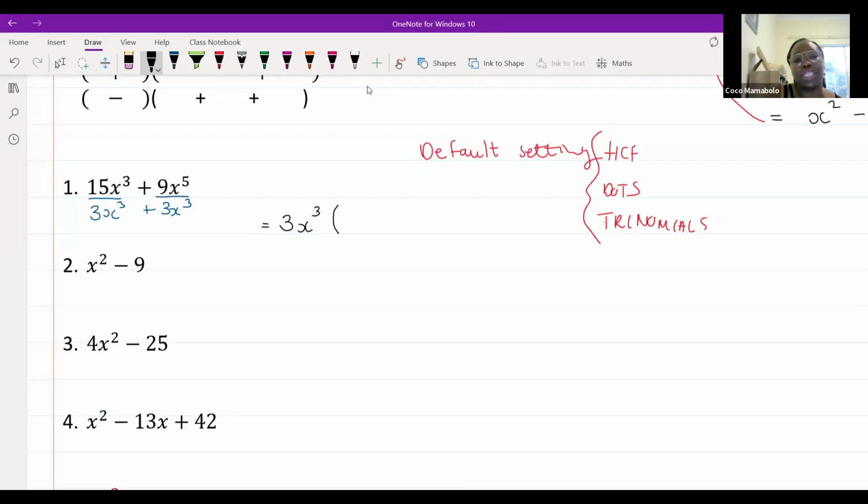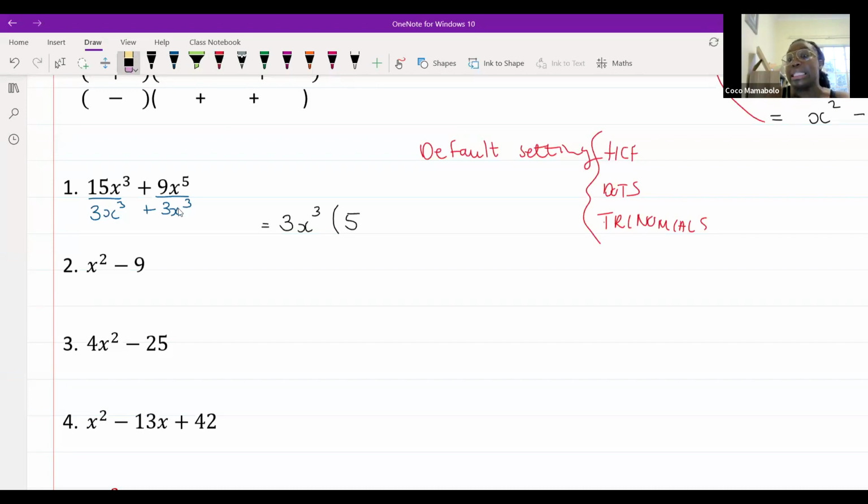What is 15 divided by 3? It's 5. Good. I know I'm going to get 5 here. And then what do we know about x cubed divided by x cubed? What's going to happen there? Think, isn't it gonna be x? Not particularly, not x. Okay, let's think about it this way.